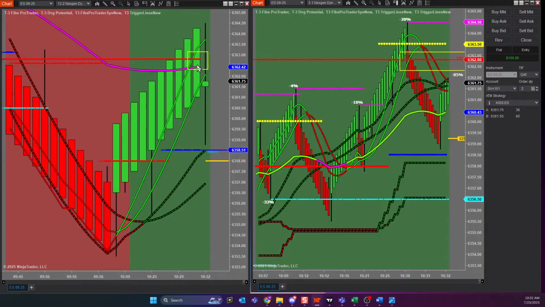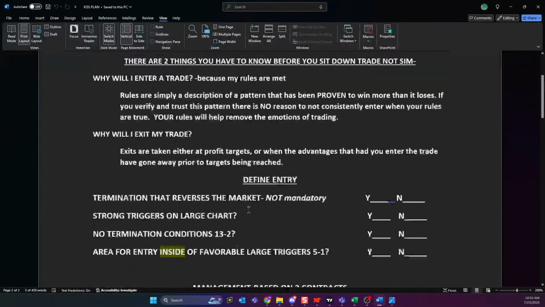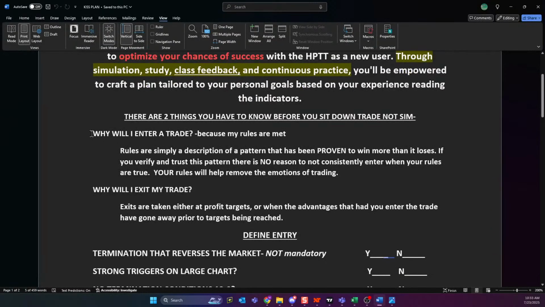Go back to your plan. What does your plan say? Your plan's there for a reason, right? You have a plan because your plan has been proven to win more than it loses. You have a plan because you know why you'll enter a trade, because you're describing a pattern that's been proven to win more than it loses.